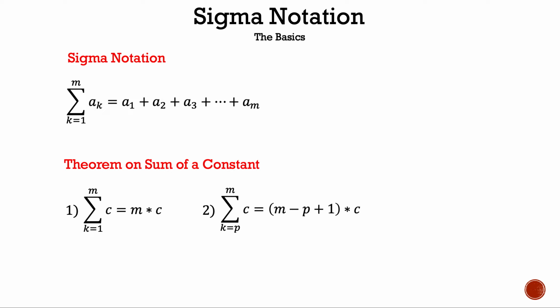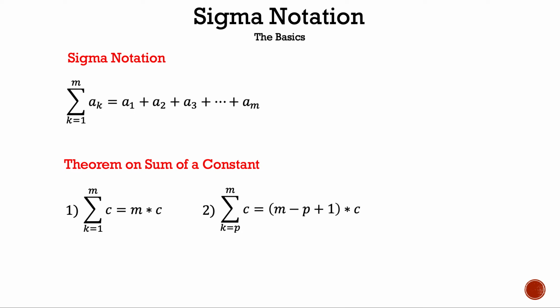The first theorem we're going to look at is the theorem on sum of a constant. Statement 1 we can only use when the sequence is constant, and the first number that we want to use is 1. To find the sum, we multiply the top number by the constant. The second statement is when we want to find a partial sum, or when the bottom number is not 1.